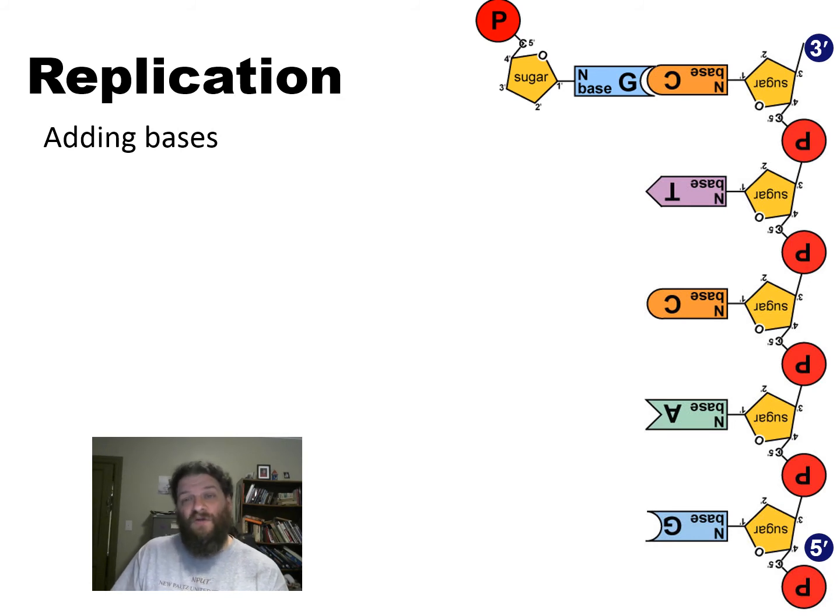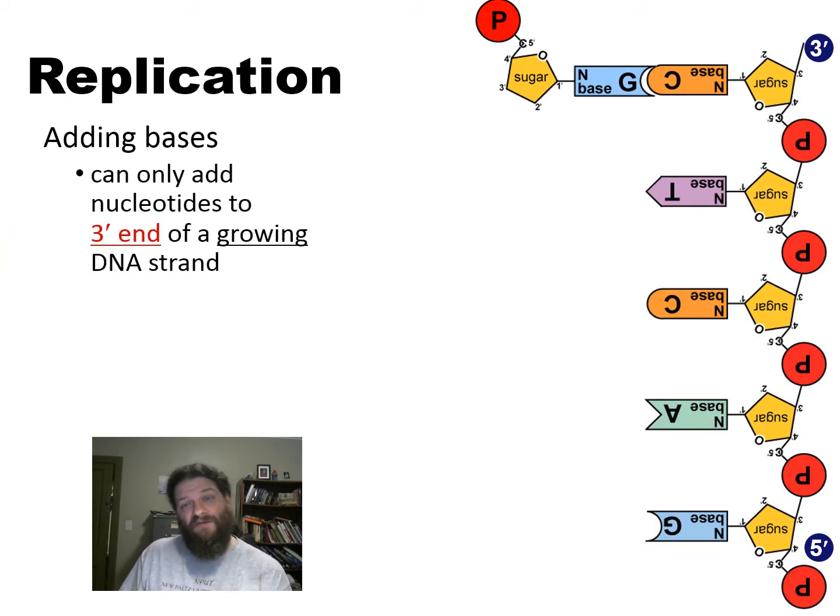So replication is all about adding the right bases. Now, the trick with a DNA polymerase, whether it's 1 or 3, is that it can only add bases because it's adding one with 3 phosphates attached to it. It can only add them to the 3' end, because that's the end that doesn't have any phosphate. It's the end that's going to get a phosphate, right?